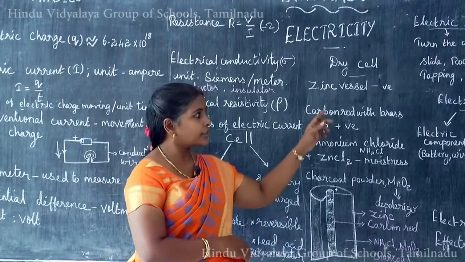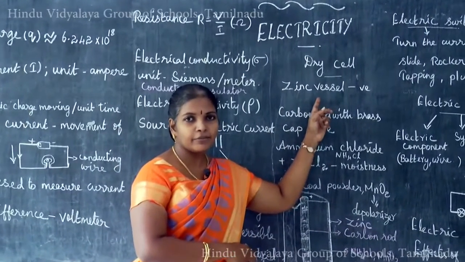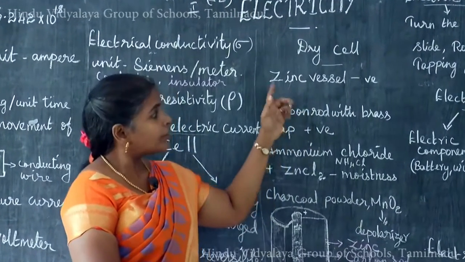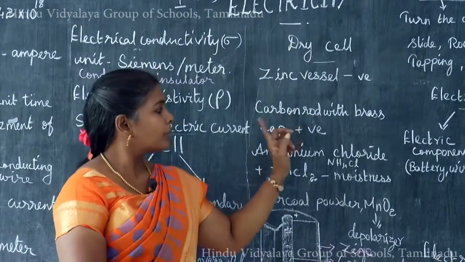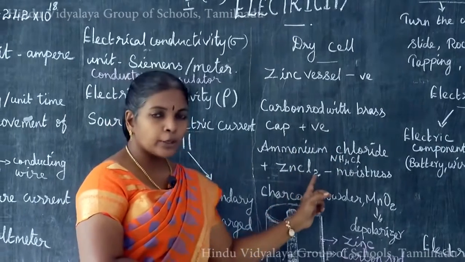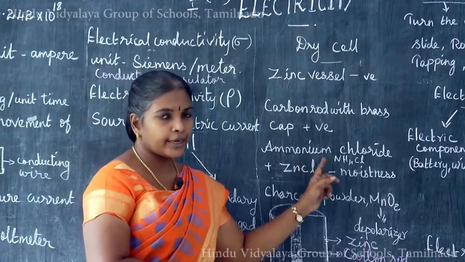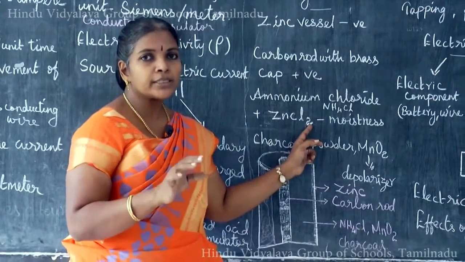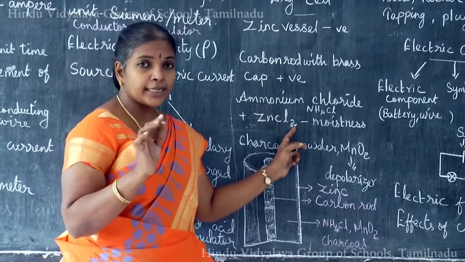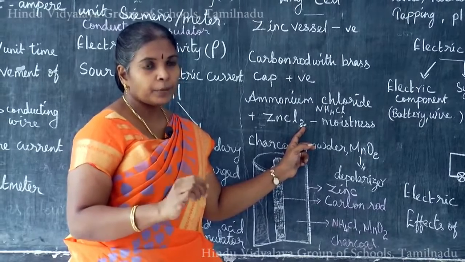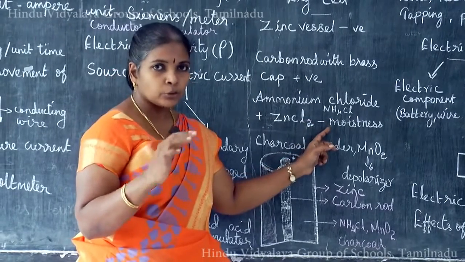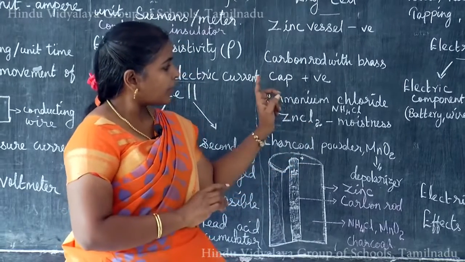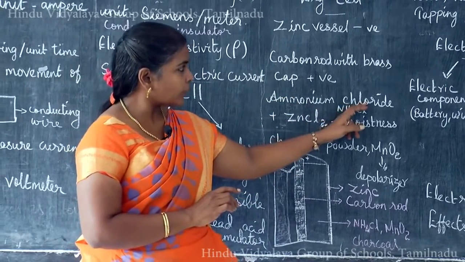A dry cell consists of a zinc vessel, and the zinc vessel acts as the negative electrode. The zinc vessel contains a mixture of ammonium chloride and zinc chloride. Here ammonium chloride acts as an electrolyte and zinc chloride is used to maintain moistness in a dry cell. So, a dry cell is not dry in nature, it is in the form of a paste. To maintain moistness, zinc chloride is there, and ammonium chloride acts as an electrolyte.